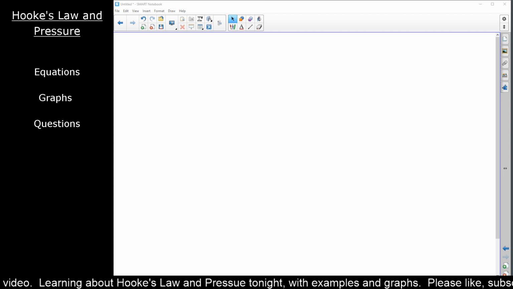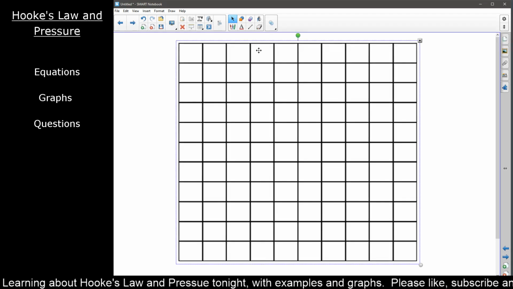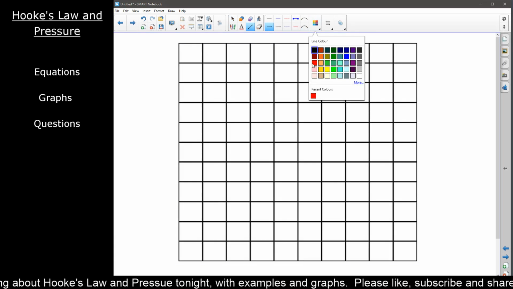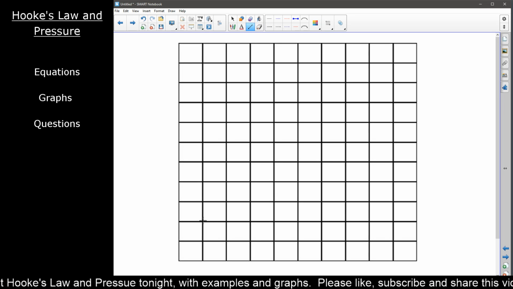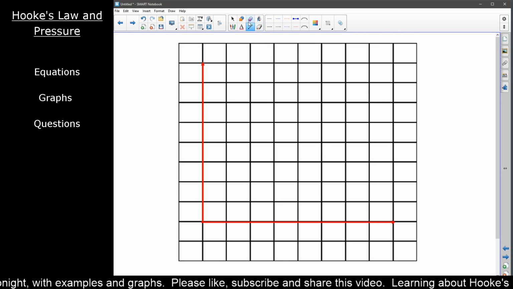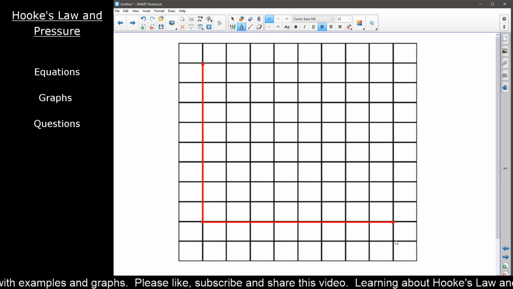What we then do is we get a graph grid, and we draw this out on our graph grid. So let's give me a nice red line. We draw a y-axis and an x-axis. Now, under normal circumstances, you'd put force across the bottom and extension up the side, because force is your independent variable here. It's the thing you're changing. But in this case, we're not going to.